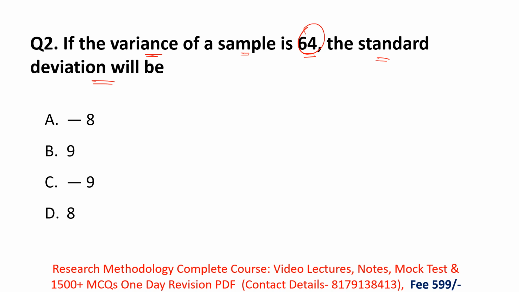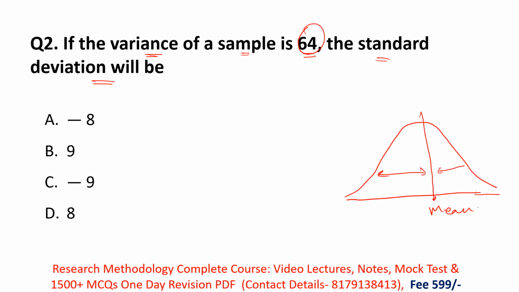Sample variance means how samples are varying. Standard deviation means, suppose you have some data and you spread your data in the form of this graph, which is known as a normal distribution, and here is the mean of your data. In this case, standard deviation means how far your data is spread from the mean. This is known as standard deviation.